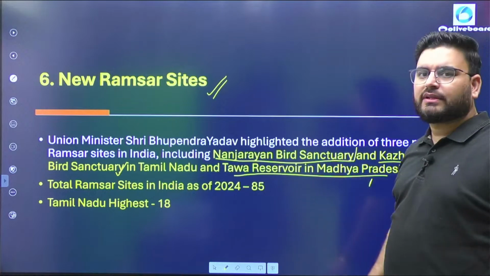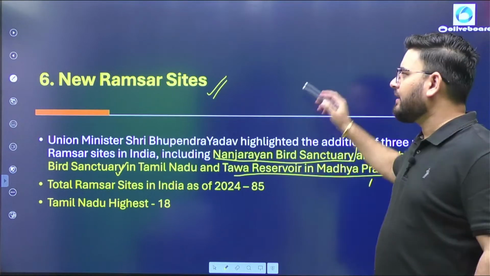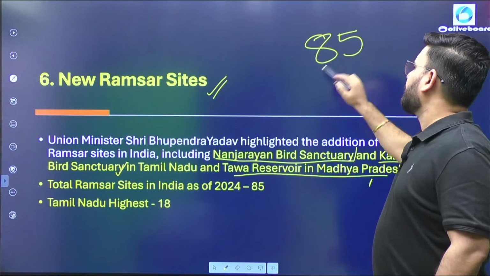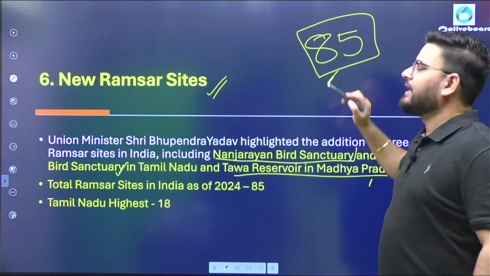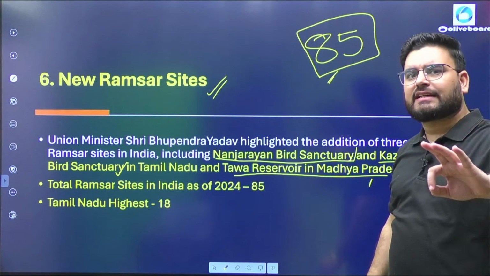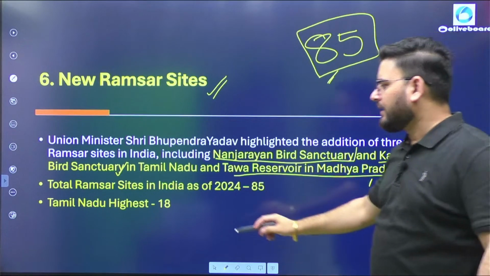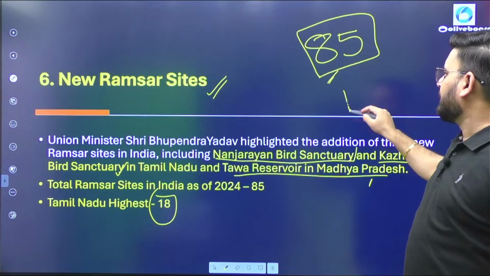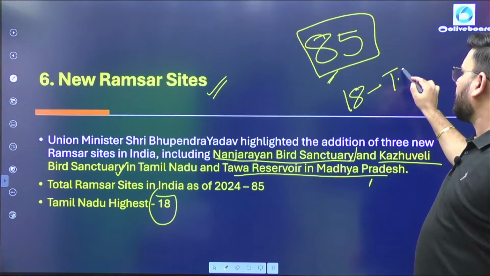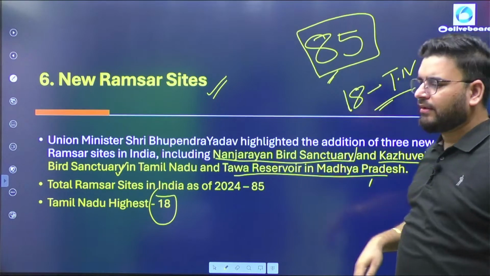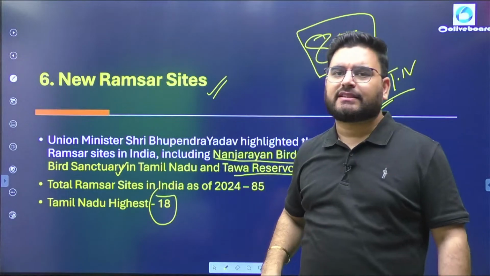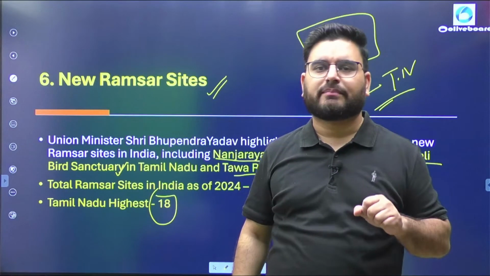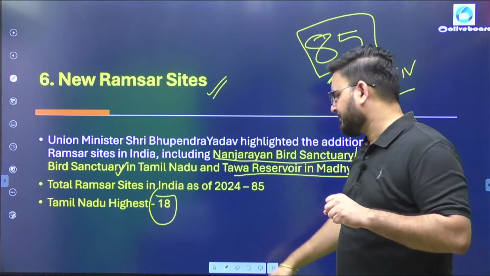So as of 24, how many Ramsar sites are there in India? As of September 24, 2024, 85 Ramsar sites are there in India. And which state has the highest number of Ramsar sites? Tamil Nadu has the highest number of Ramsar sites, that is 18. We have Tamil Nadu. Right? You will tell me in the comment section which is the second state to have the maximum number of Ramsar sites.